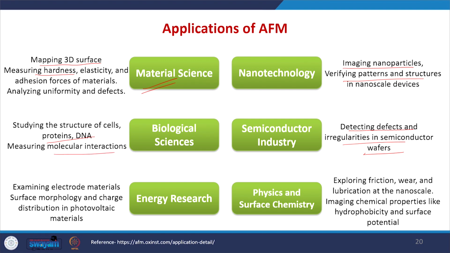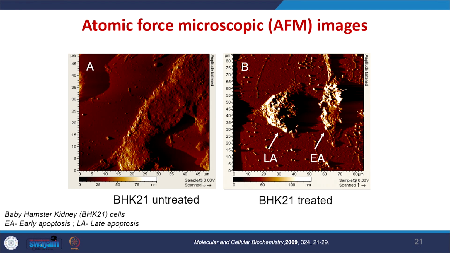Let us see how we can use this AFM for imaging a biological sample. So, this is an AFM image of baby hamster kidney cells, that is BHK 21 cells, and this is untreated. In untreated, you can see these are long cells, and this is nanoparticle treated cells. The nanoparticle is inducing cell death, that is called apoptosis. You can see in the early stage of cell death, the cells started shrinking, and in the late stage the cells become completely rounded and shrunken, and this is an untreated one.